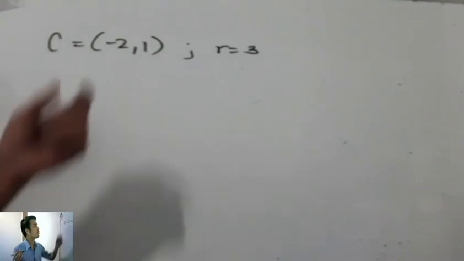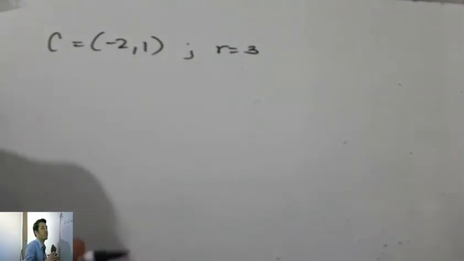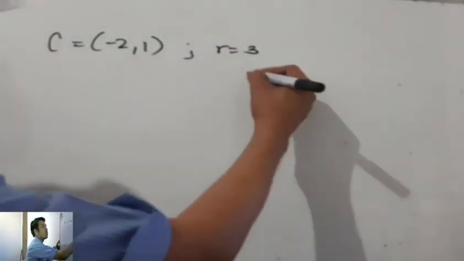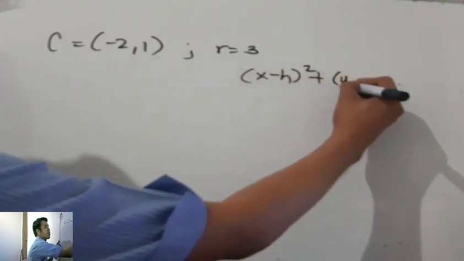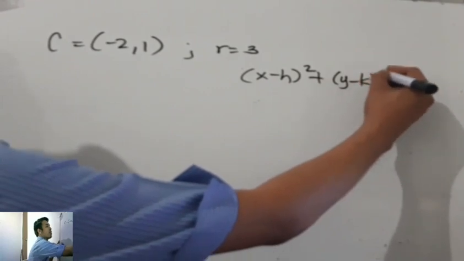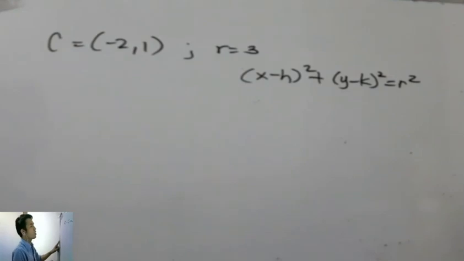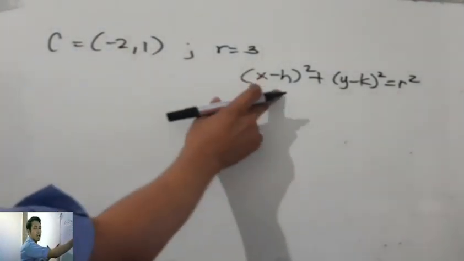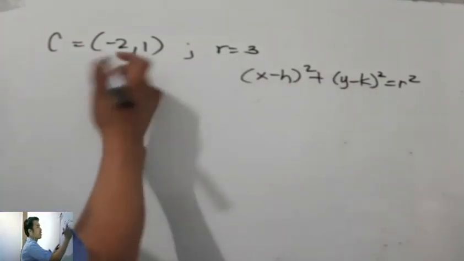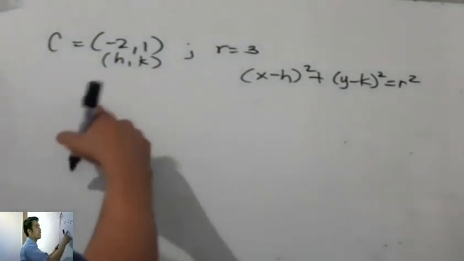So we're going to substitute the center and then the radius to our standard form equation of the circle, and that is the quantity of x minus h squared plus the quantity of y minus k squared is equal to r squared. Then we're going to substitute that. We all know that the center, which is (-2, 1), that is our h and then k. Okay, so this is h and this is k. And then substitute it now.